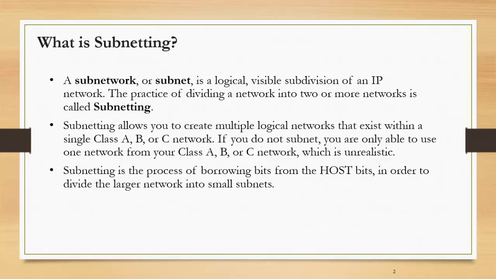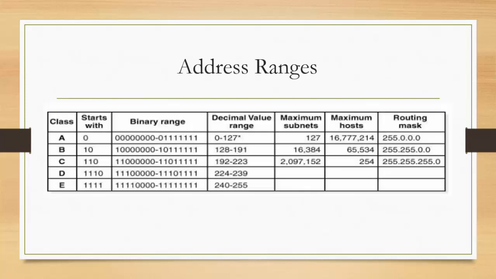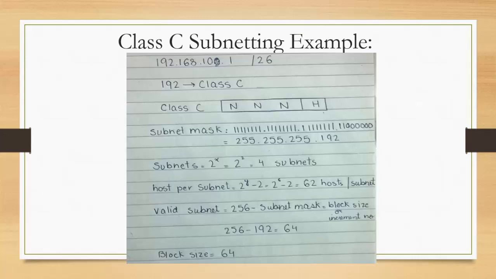Subnetting allows you to create multiple logical networks that exist within a single class A, B or C network. This is a chart showing the address ranges of class A, B, C, D and E. Now let's look at the example of class C subnetting. Here we have an IP address of 192.168.10.1 having a CIDR value of 26.